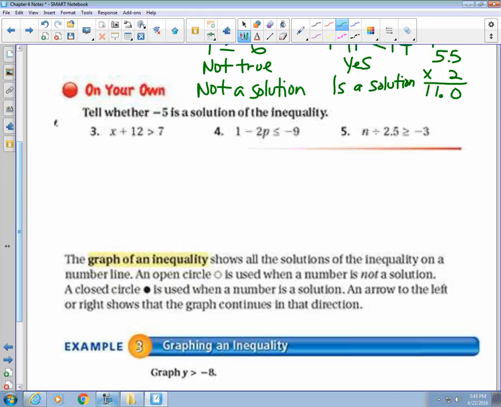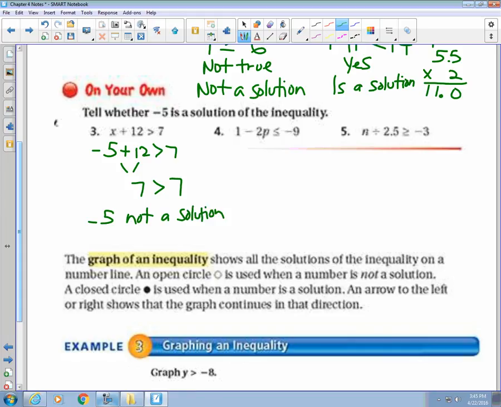Tell whether negative 5 is a solution of the inequality. So I'm going to go ahead and plug in negative 5 for the variable. And I get negative 5 plus 12. I simplify that, I get a positive 7. Is 7 greater than 7? No, 7 is equal to 7. So negative 5 is not a solution for this inequality. Did not make it true.